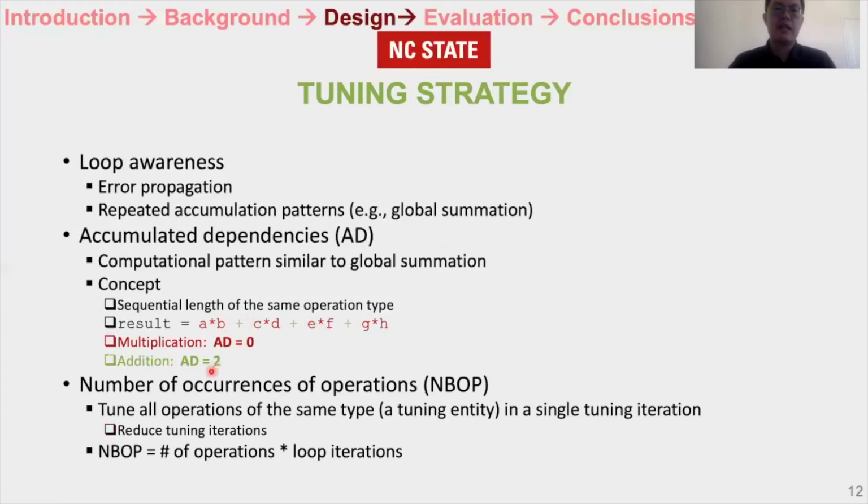The last consideration is the number of occurrences of an operation. Basically, what we want to do is tune all operations of the same operation type in a tuning entity in a single tuning operation. In this case, it means we want to tune, for example, all the additions in loop 1 in this iteration, and then tune all the multiplications in the next tuning iteration in this loop. In this case, we can largely reduce the tuning iterations as we mentioned. To correctly handle the number of occurrences of the operation type, we multiply the number of operations of this type by its inclusive loop size. With those tuning strategies we introduced, let's look at how to determine the orders.